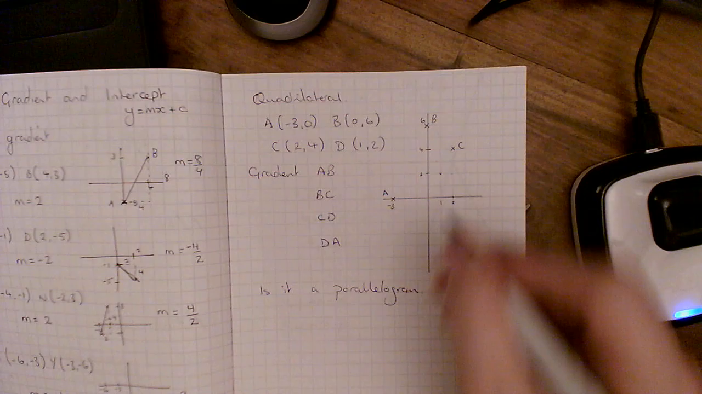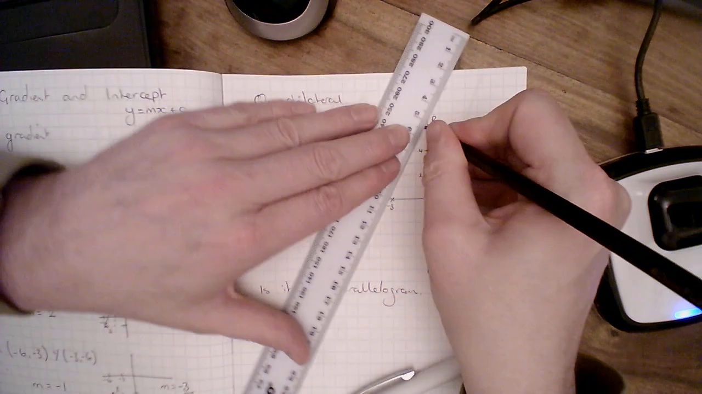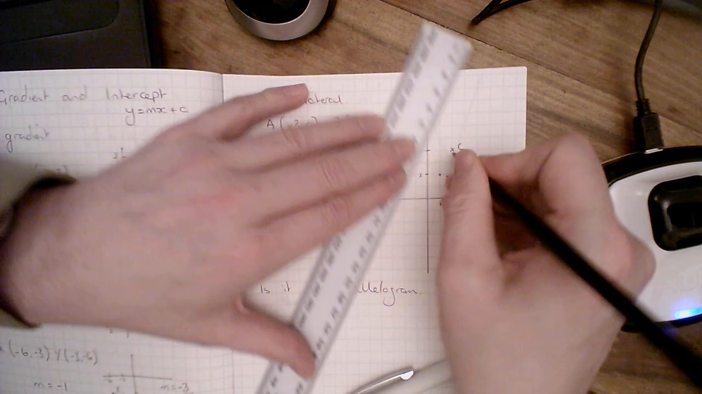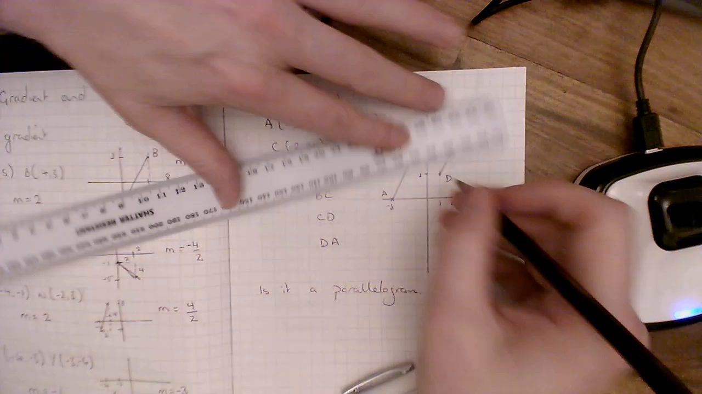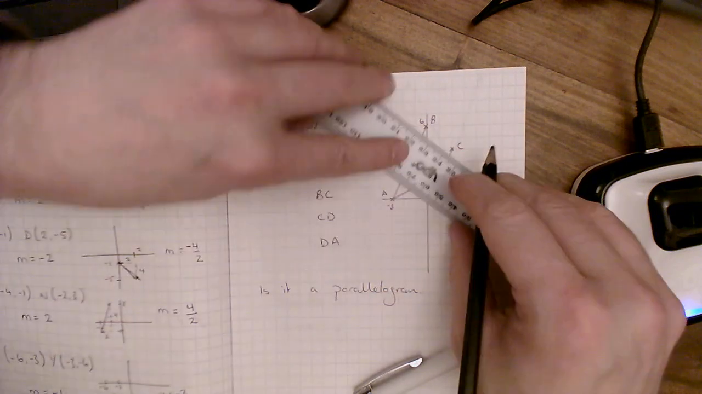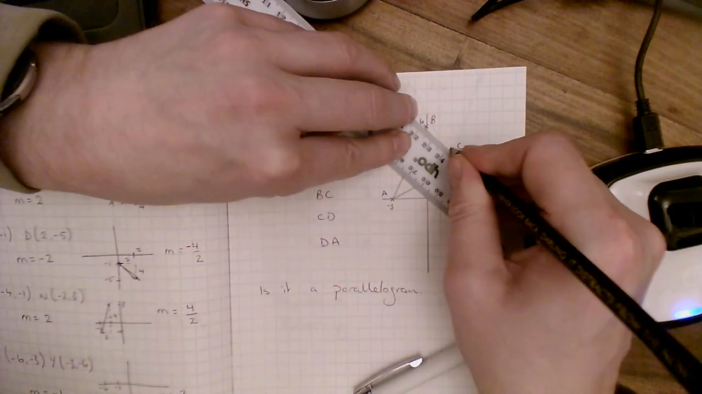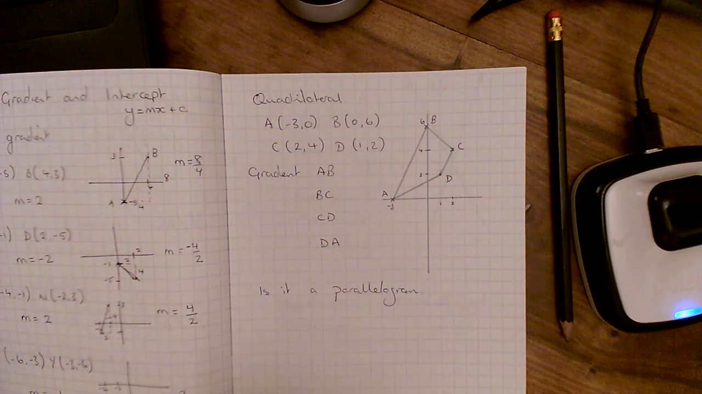Okay, so that's D, let's just join them up. So we've got a shape there, we've got a shape there, there we go, that one, and this one is going to be here. Okay, now let's have a look at the question.